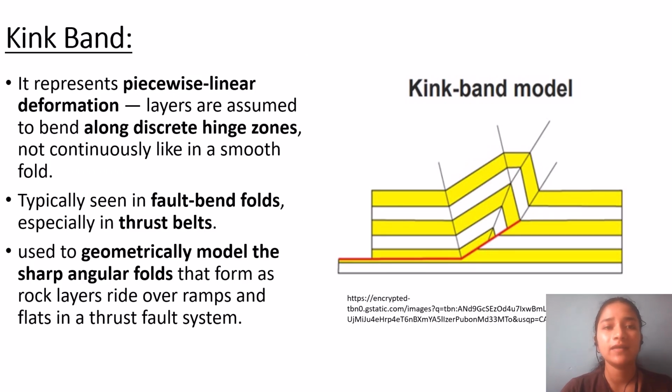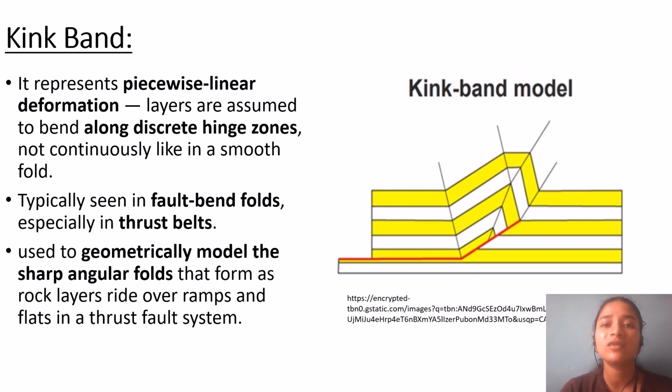Now, let's talk about kink band. This slide explains the concept of kink bands, which are important structures in compressional tectonics. A kink band represents piecewise linear deformation, meaning the layers don't bend smoothly like a curve. Instead, they bend sharply at distinct hinge zones. These hinge zones act like mechanical hinges, creating segments of rock that stay straight between the bends.